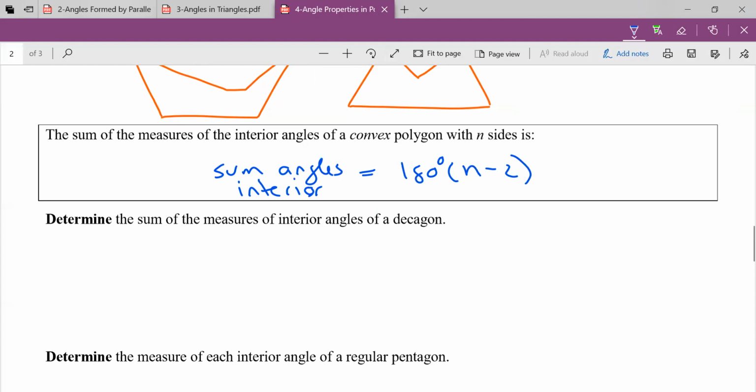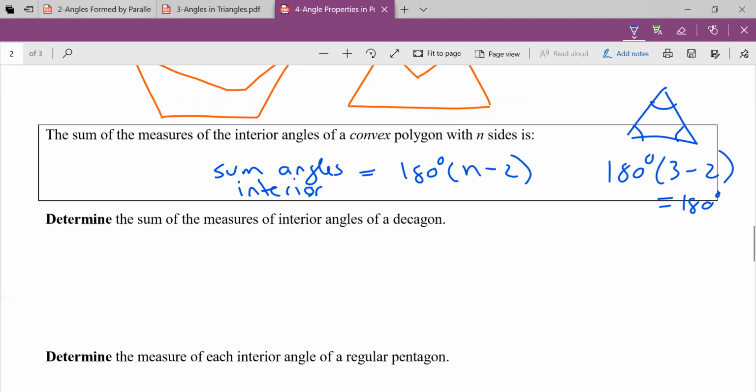Okay, so if I want to think about this for a second, if I had a triangle, I would say the triangle has 3 sides. So I would say 180, 3 minus 2. Well, 3 minus 2 is 1, that's 180. Yeah, sure enough, I know my triangle. The interior angles have to add to 180.